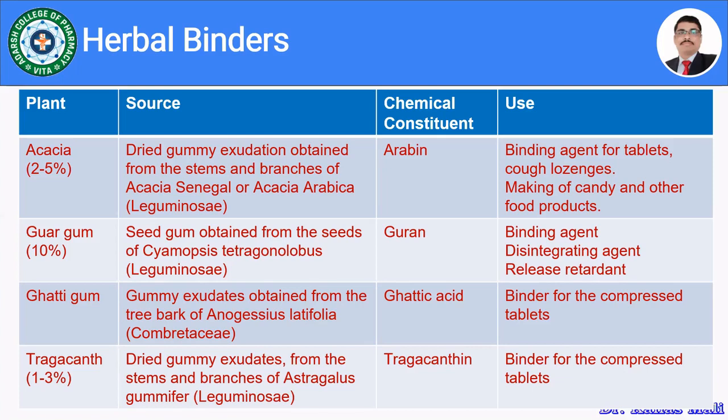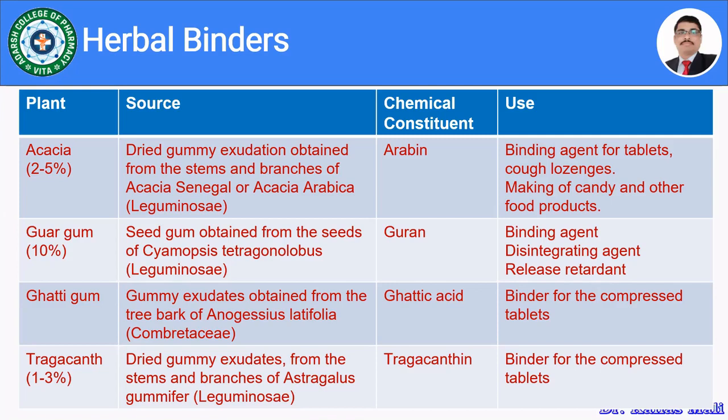The second herbal material which is going to be used as a binder is guar gum. The maximum quantity of guar gum is 10%. It is also going to act as a release retardant in the tablet formulation. So it is a seed gum obtained from the seeds of Cyamopsis tetragonolobus, belonging to family Leguminosae. Mainly it contains the polysaccharide guaran. It is going to act as a binding agent, disintegrating agent, and release retardant.